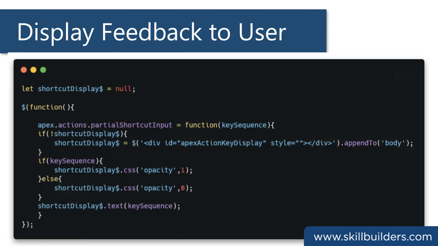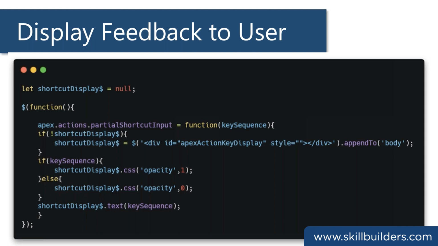So one of the things that I've done is that I have registered a shortcut display, just a handle to a potential item, and I'm just injecting a div onto my page. Nothing too fancy there. Under the actions interface, there's a special function that we can override called partial shortcut input. It will accept a parameter called key sequence. Apex will provide this for you. You don't need to do anything with that.